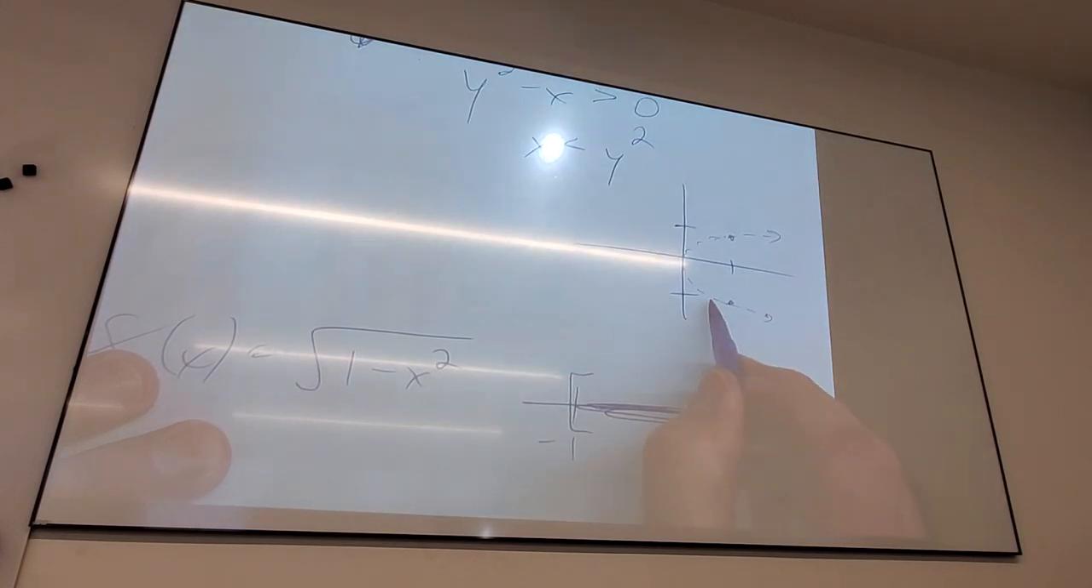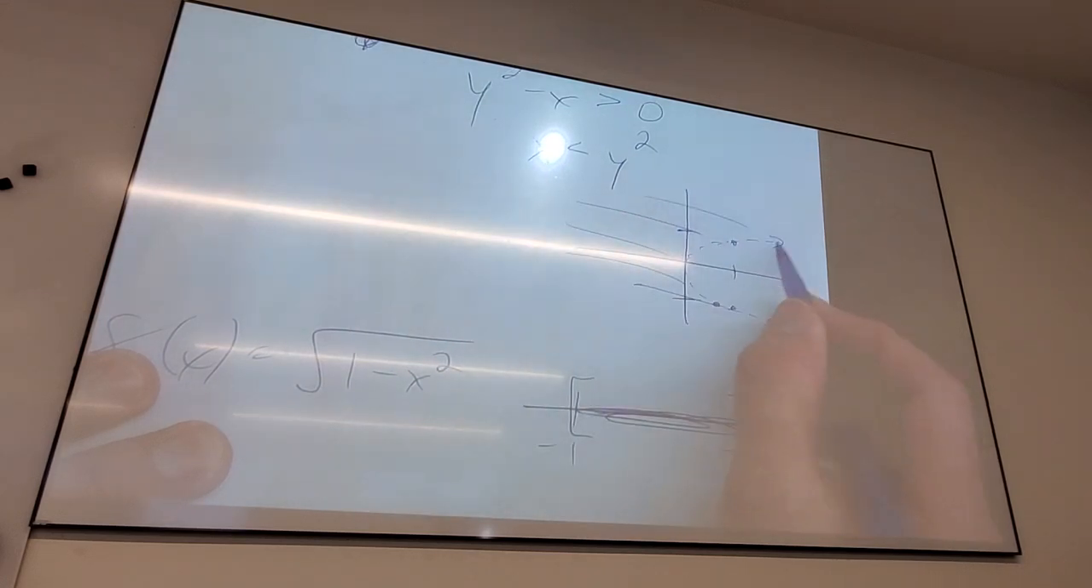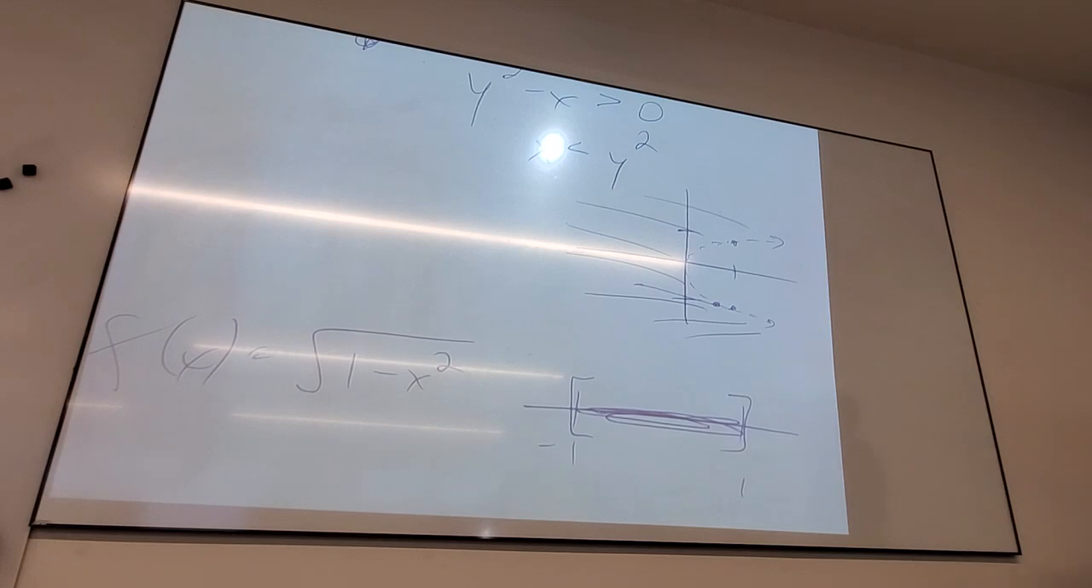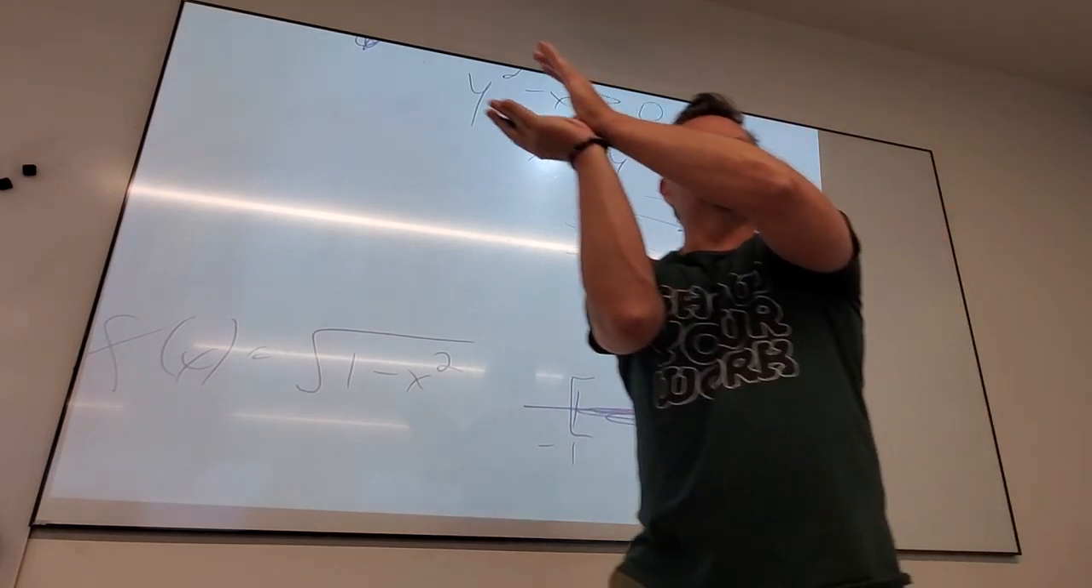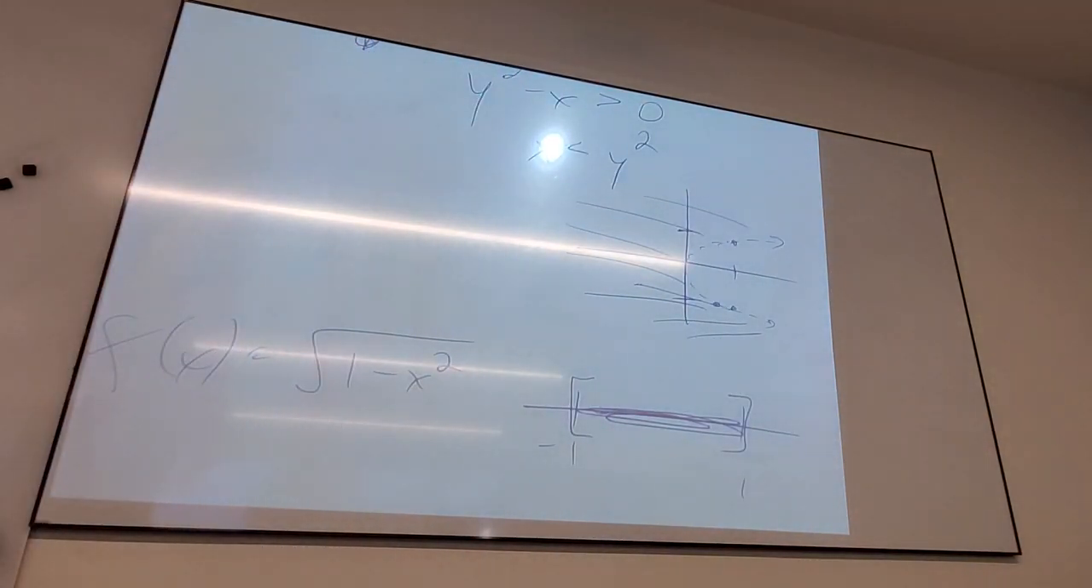So right here, there's y squared, yes? You agree? Where the x is less than that? There. So what values am I allowed to use? Anything that's not inside the parabola. Does that make sense?